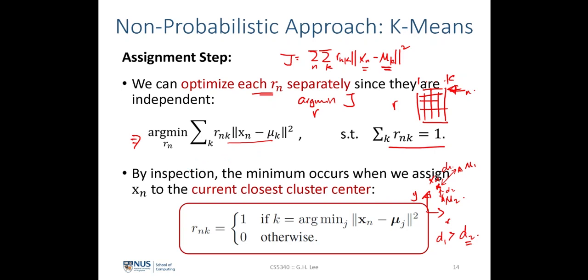And hence we will just simply assign rnk. This means that in this particular matrix we are looking at one particular row right now, since every data point here is independent. We'll assign 1 to the kth class such that the centroid is closest to the xn data point that we're interested in, and all the rest of the entries here will be assigned 0.